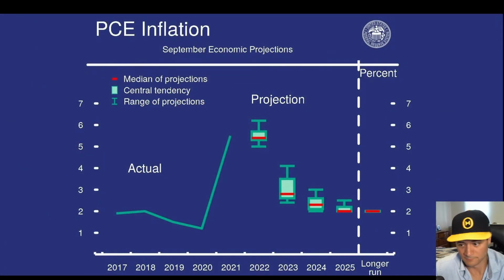The median projection in the SEP for total PCE inflation is 5.4% this year and falls to 2.8% next year, 2.3% in 2024, and 2% in 2025. Participants continue to see risks to inflation as weighted to the upside.